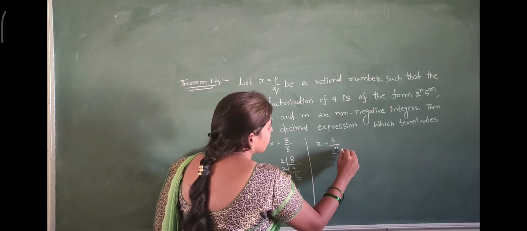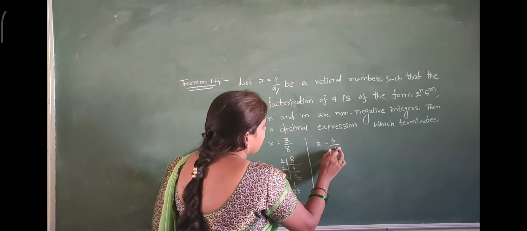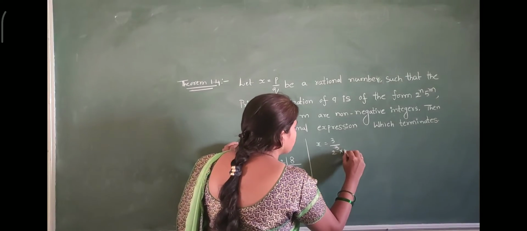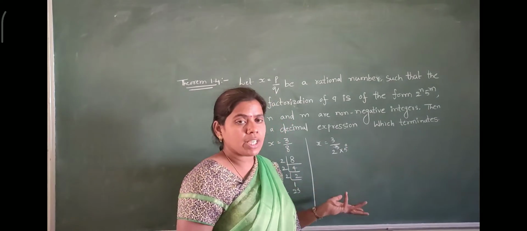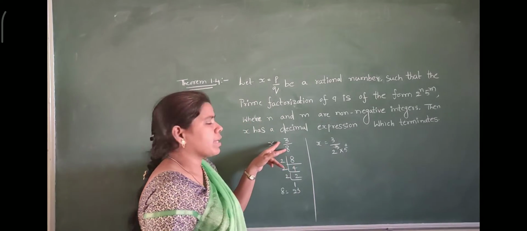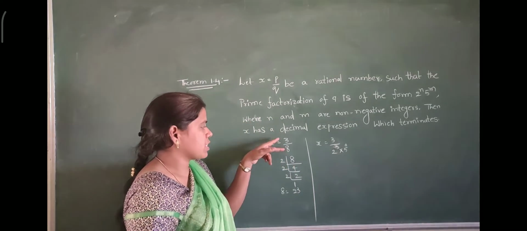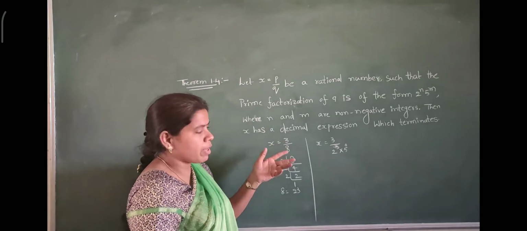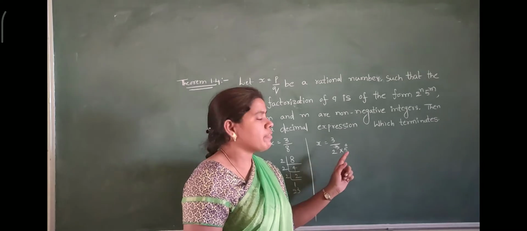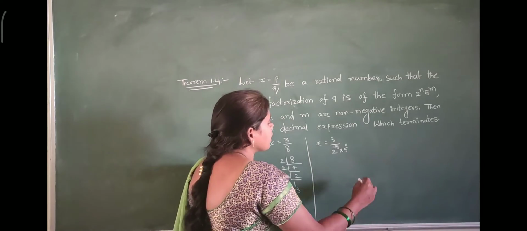We can write here 3 by 2 cube. Here, if there is no 5, we can write it as 5 to the power of 0. Any number to the power of 0 is 1. So this terminates. The decimal form of this rational number terminates. Why? Because this is in the form of 2 to the power of n into 5 to the power of m. We will take another example.